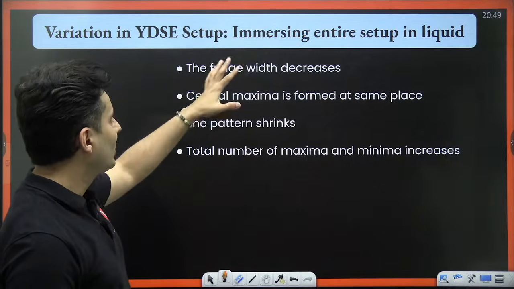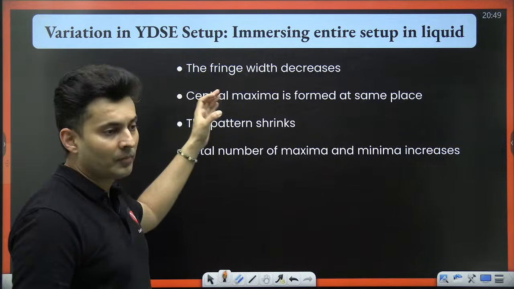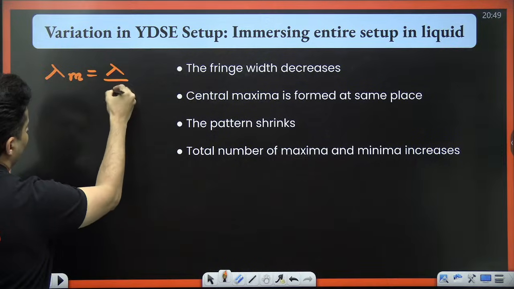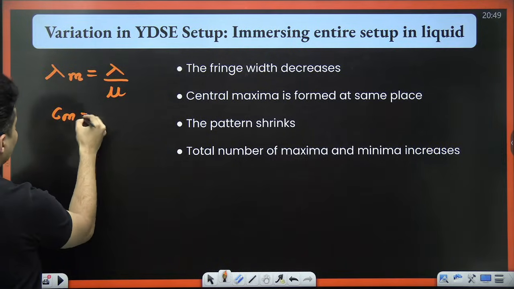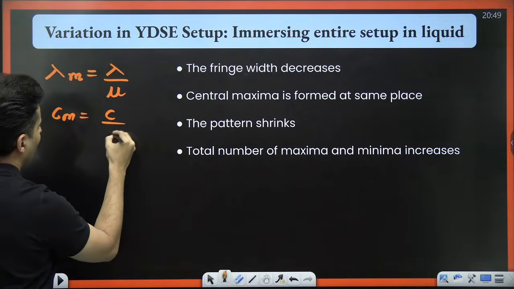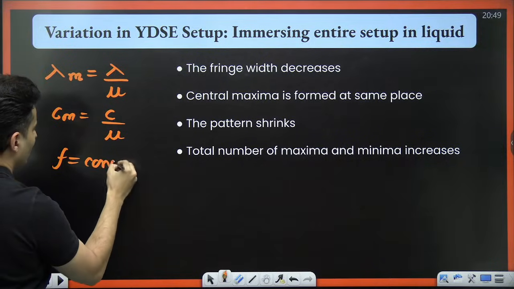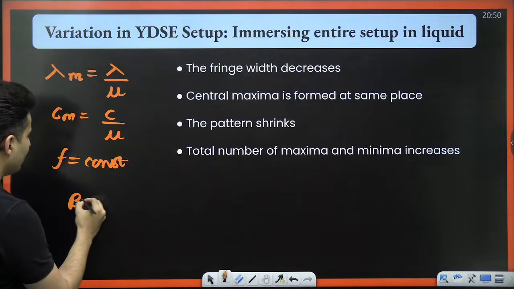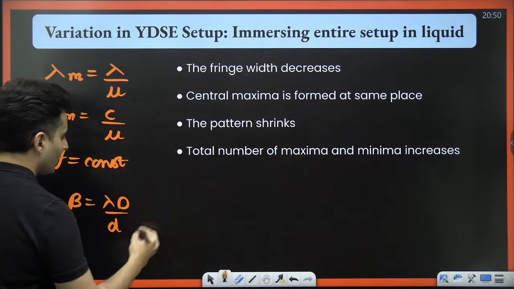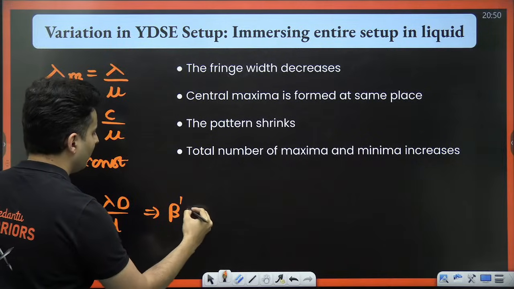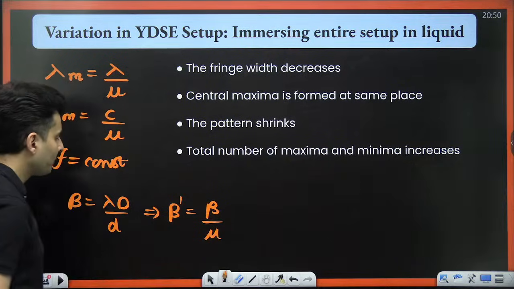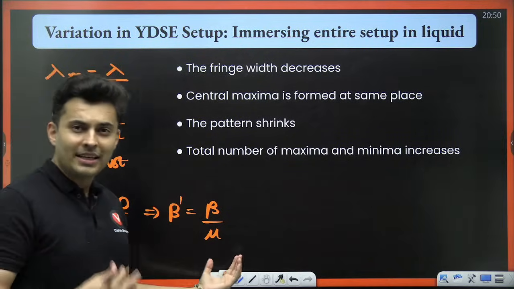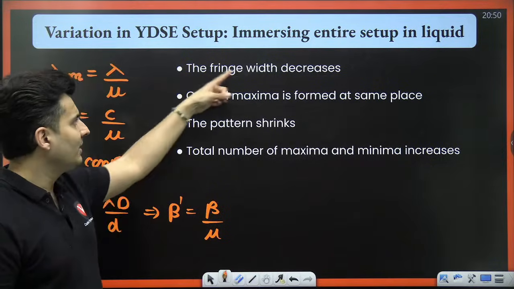Now, when you immerse it in another liquid, the wavelength of the light changes. Why does that happen? Because lambda inside a medium is lambda by mu, since the speed of light in any medium is the speed of light in vacuum upon mu. Remember, the frequency is going to be constant. So if frequency does not change and speed reduces, wavelength also reduces. And we know that since beta is lambda D by d, the new beta prime will be beta divided by mu, because wavelength will be divided mu times, so beta will also be divided mu times. And because the refractive index of any medium is more than 1, the fringe width decreases.